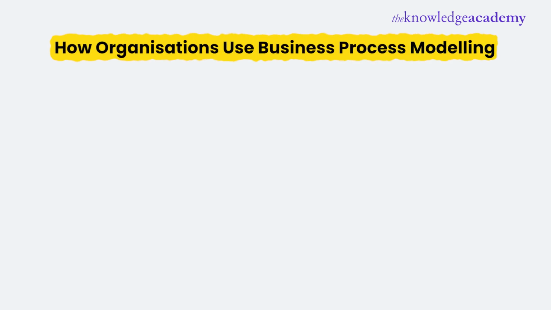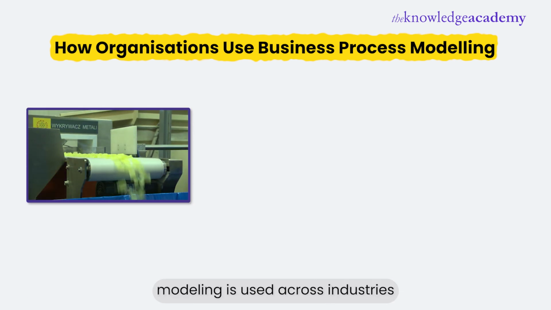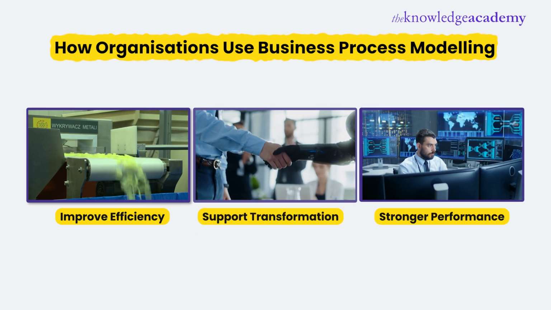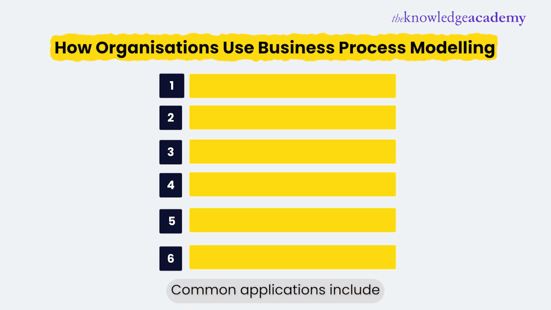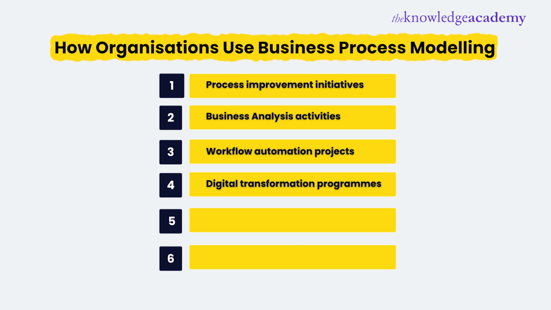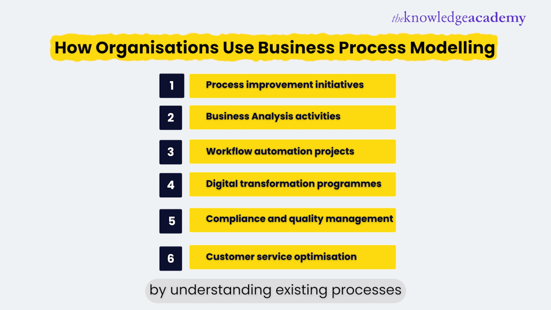How organizations use business process modeling. Business process modeling is used across industries to improve efficiency, support transformation, and strengthen operational performance. Common applications include process improvement initiatives, business analysis activities, workflow automation projects, digital transformation programs, compliance and quality management, customer service optimization. By understanding existing processes before making changes, organizations can reduce risks and improve outcomes.